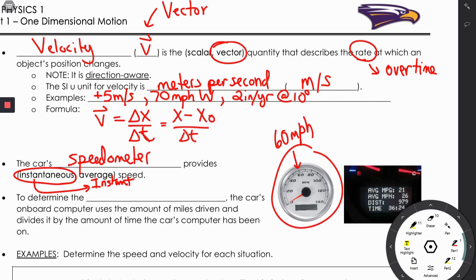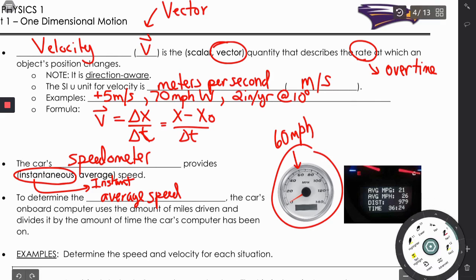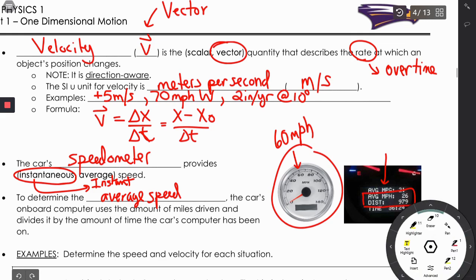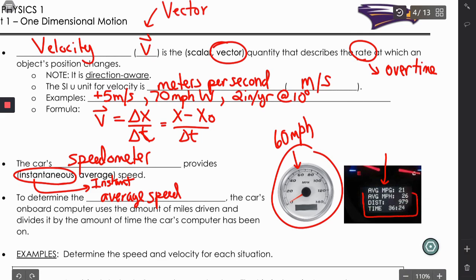Okay. Now to determine the average speed, your car has an onboard computer, and you can see it kind of hiding behind this little circle here. You'll see the first thing here is your miles per gallon, so that's how many miles you travel for your gallons used. But it's the next 3 lines that give you an idea of your average speed. So the average miles per hour would be your average speed, because your computer is going to take the distance and divide it by that time.